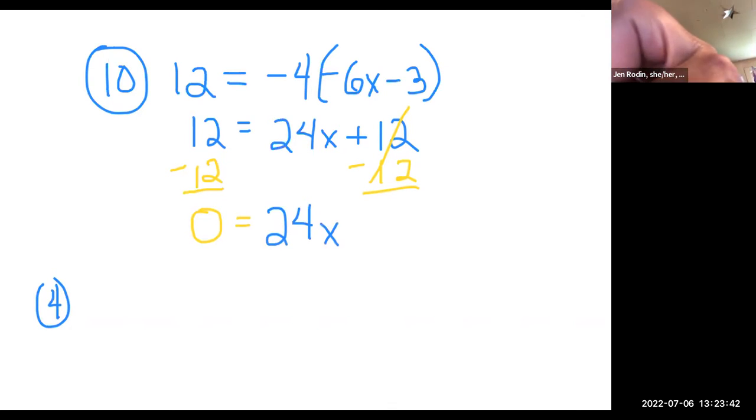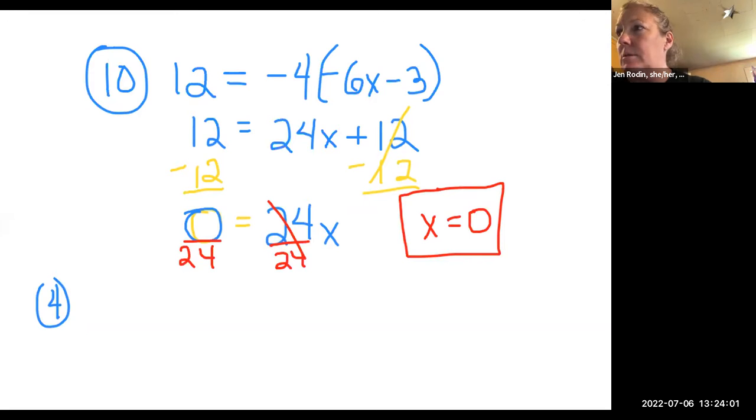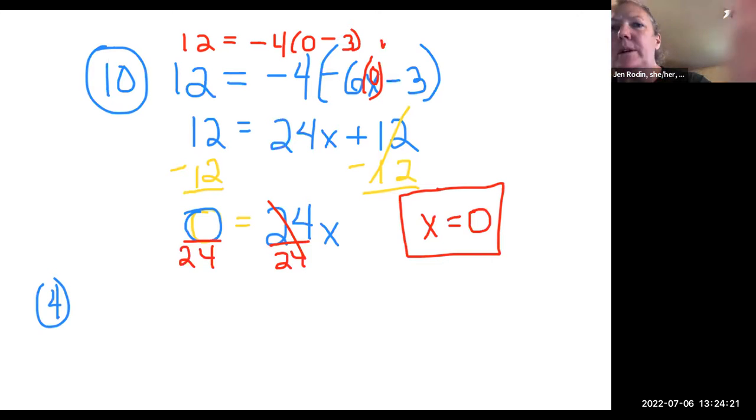So this is okay. You can have 0 over here. 0 is a real number. Divide both sides by what's with x, like usual. And I end up with x equals 0 divided by 24, which is okay. That's 0. That's a valid solution. And it would work in the check if you put it in right here. We'd have 12 equals -4 times 0 minus 3. Yep, -4 times -3 equals 12, so that works. All right, so number 4.